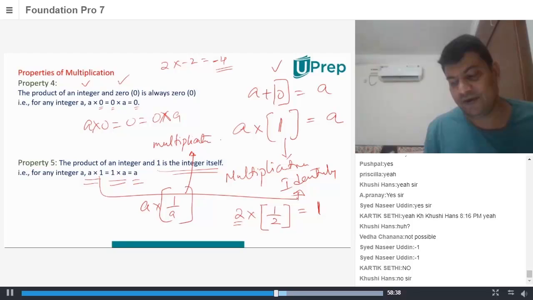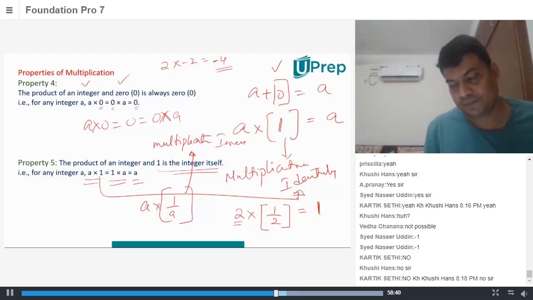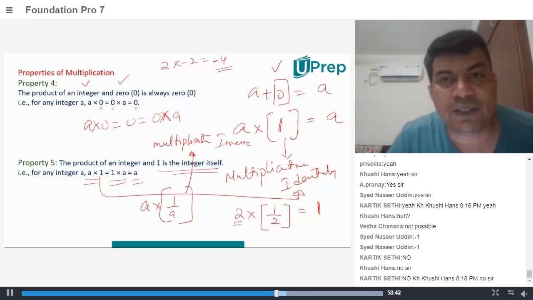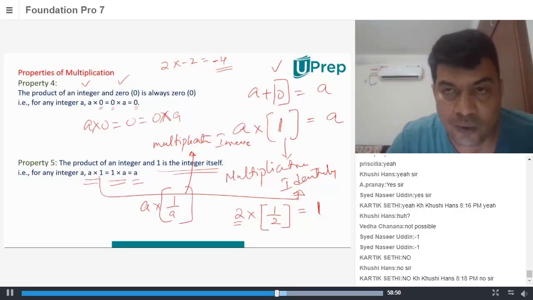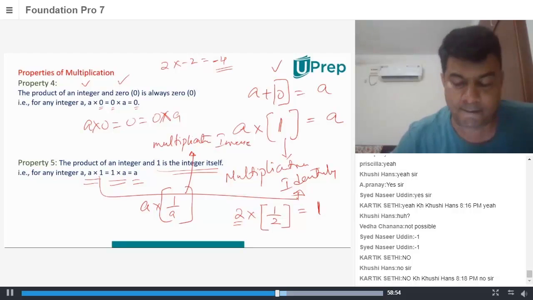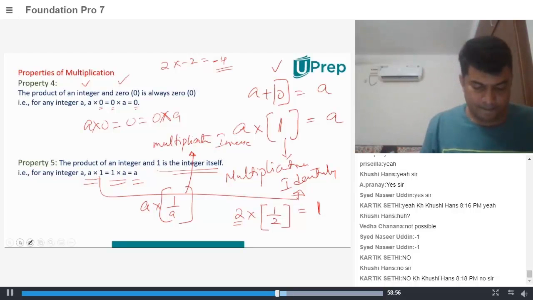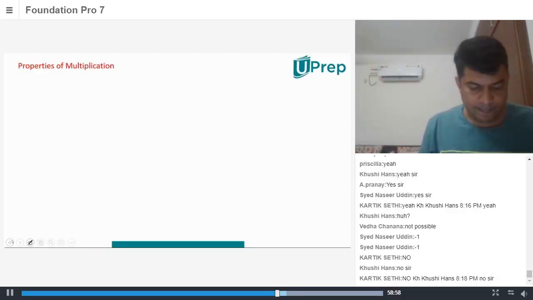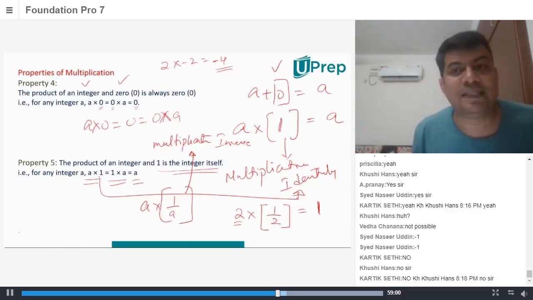It's called multiplicative inverse. Sir, can it be 0.5? That's what it is. 1 by 2 itself is 0.5. The meaning of 1 by 2 is the value 0.5. We will learn that, don't worry, it's too early for you now. You'll be learning multiplicative inverse in the chapter on rational numbers.